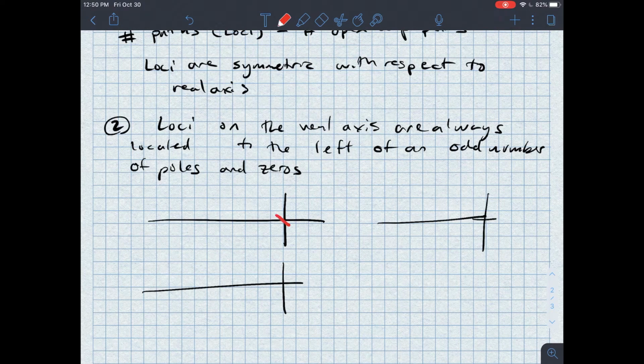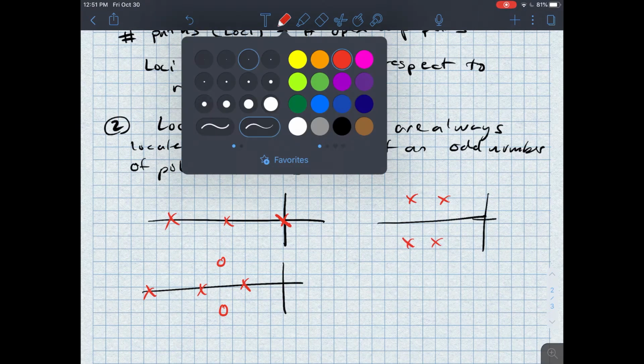So let's draw 1, 2, 3 poles on this first example. And then I'll have 1, 2, 3 poles and a couple of zeros on this one. And then 1, 2, 3, 4 poles over here.